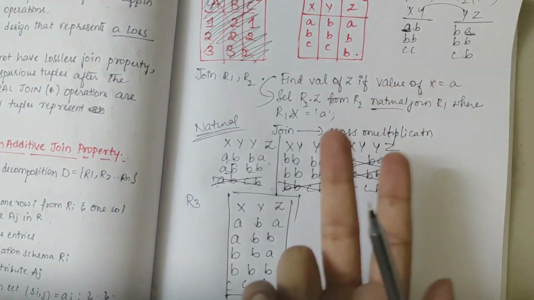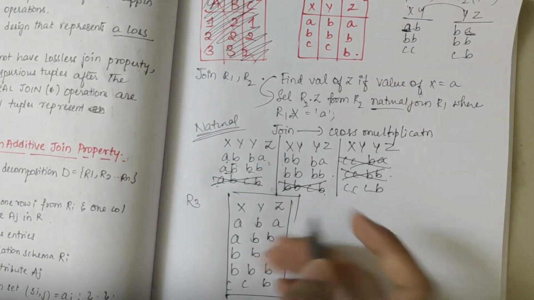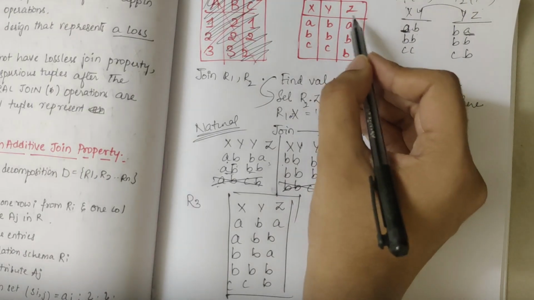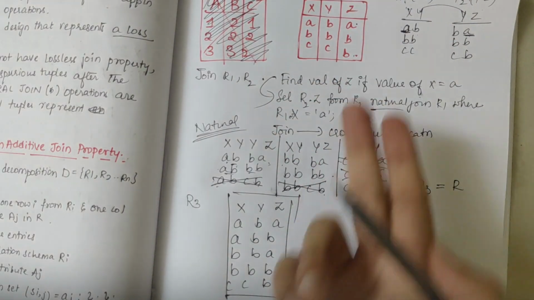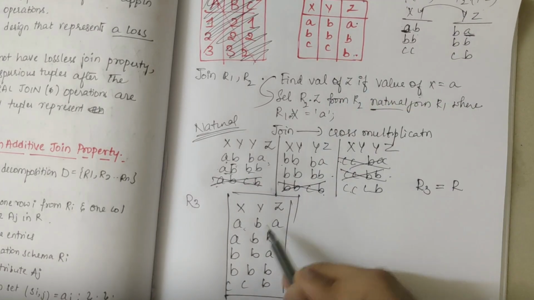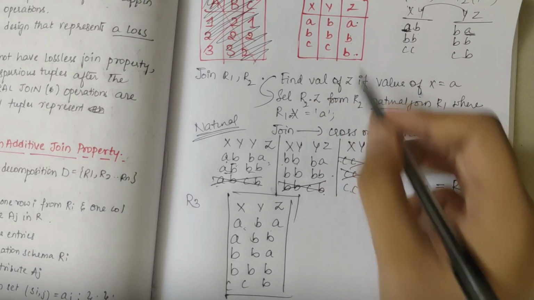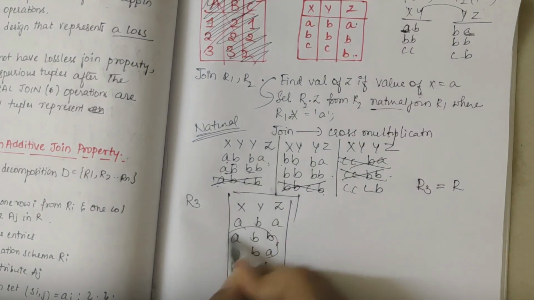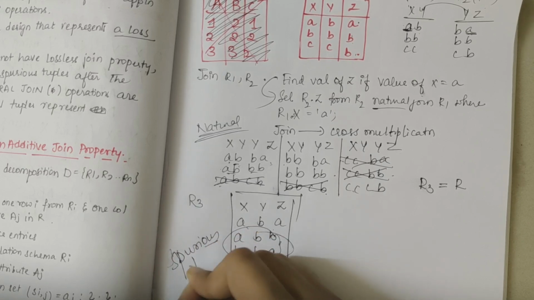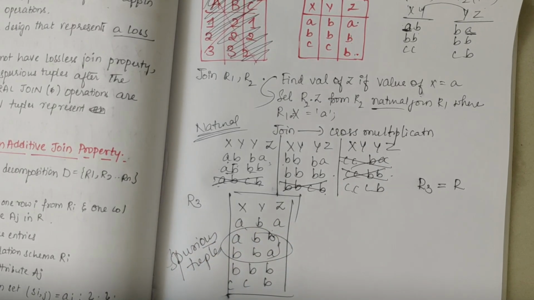So that's what happens when you join. But then if you check here, R3 is not equal to R, because here there were 3 rows, but then here there are 5 rows. So there's some variation here, right? So we can say that spurious tuples have been identified here. So ABA was here, but then BBB was here and CCB was here. These two are the extra ones. So these are the spurious tuples that I have obtained.